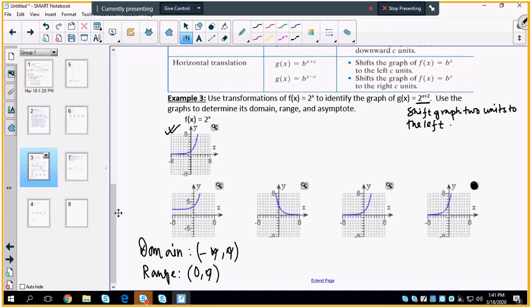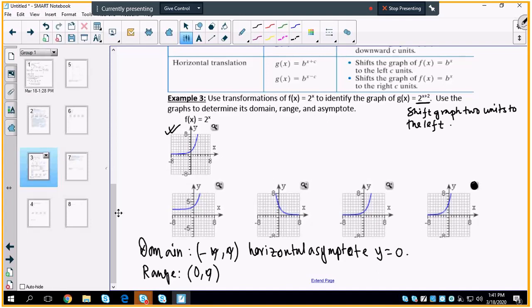And the asymptote, I will say that. Remember, an exponential function doesn't have a vertical asymptote. The only thing it has is the horizontal asymptote. And the horizontal asymptote, again, did not change. So the horizontal asymptote is still at y equal to 0.